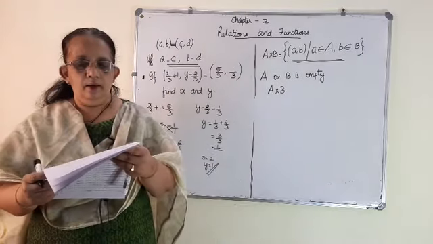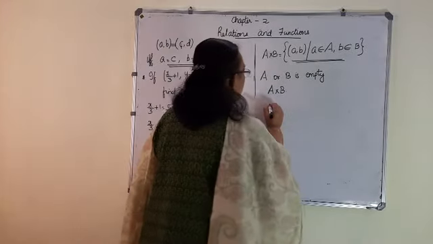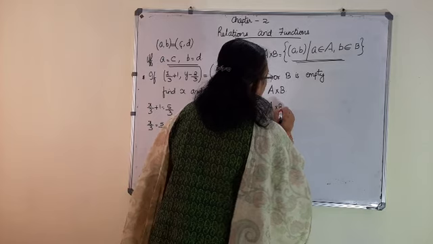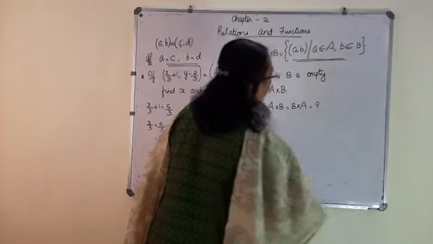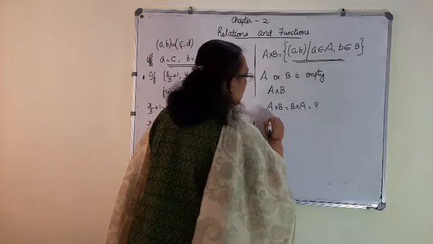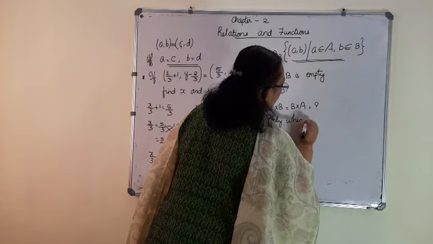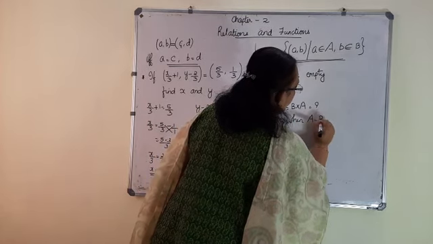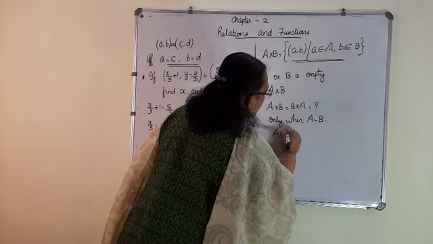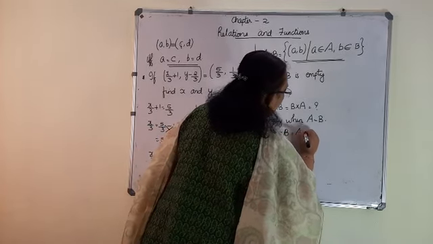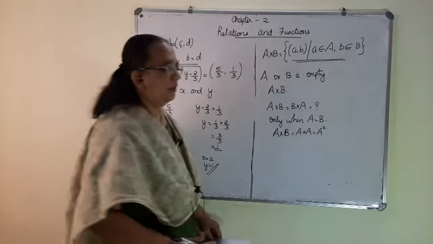Next one, when can you say that A cross B is equal to B cross A? Only when A is equal to B. Then A cross B is equal to A cross A, and that is equal to A squared.